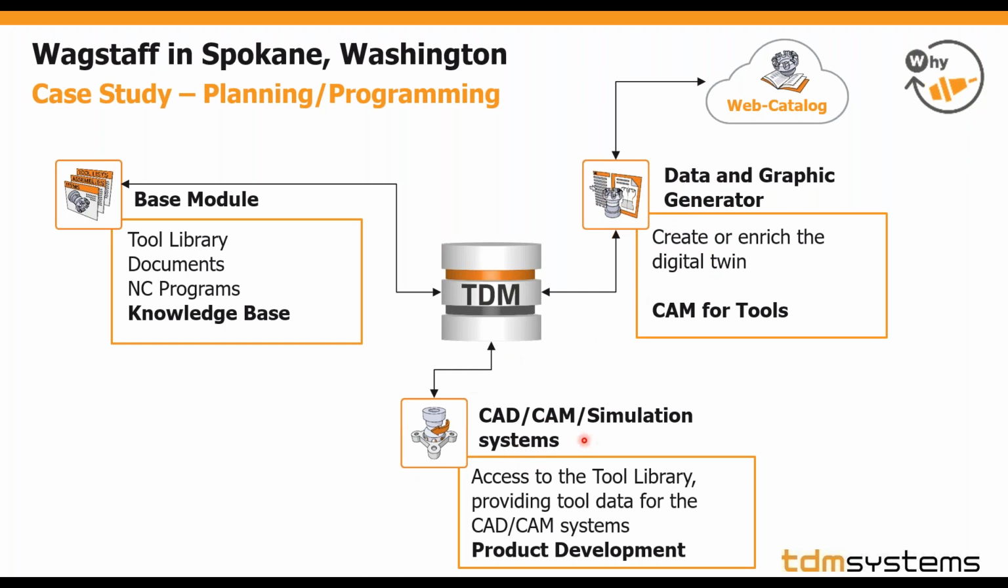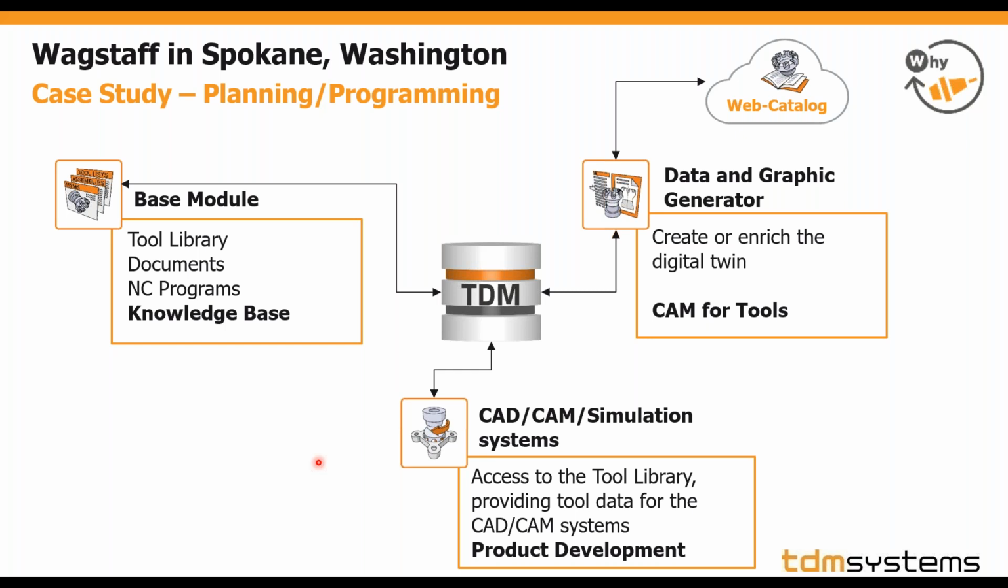One of them, I guess the most important one, is the CAM and the simulation system. So they have a CAM system, they have a simulation system, and those systems access this tool library, the knowledge base, and the tool library provides all the necessary data for programming: parameters, speeds, feeds, 2D, 3D drawings. And I will show this in a second. So this is kind of their main area for their product development. And this is the sentence of this operator: we now spend more time preparing the revenue-producing jobs and less time searching for information.